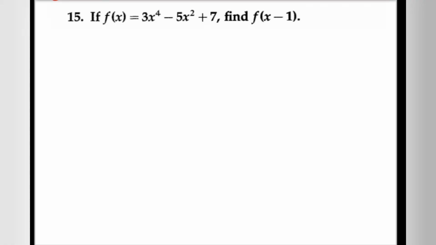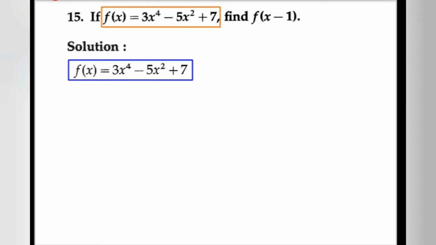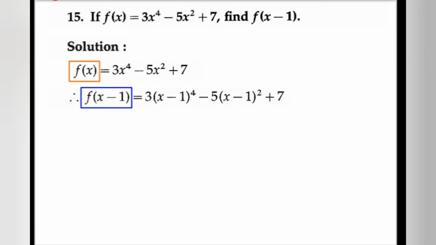Question number 15. If f of x is equal to 3x raised to power 4 minus 5x square plus 7, find f of x minus 1. Solution: f of x is equal to 3x raised to power 4 minus 5x square plus 7. Therefore, f of x minus 1 is equal to 3 into x minus 1 whole raised to power 4 minus 5 into x minus 1 whole raised to power 2 plus 7.